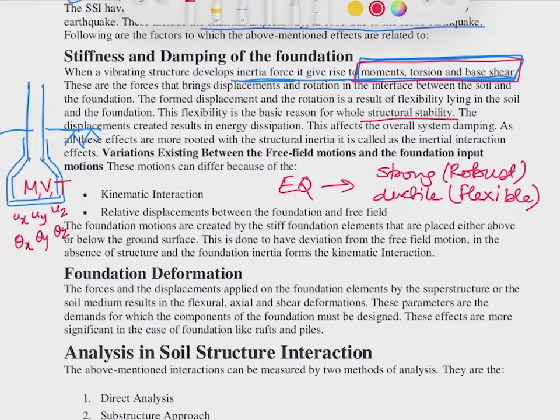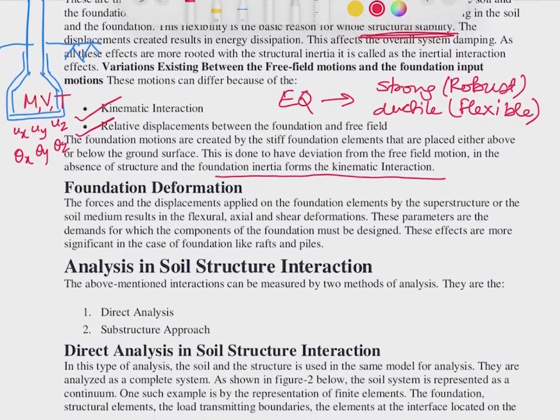So this flexibility is the cause of these displacements, and they are the basic reason for the whole structural stability in an earthquake. So these displacements have to be considered in the design in SSI. That's why SSI becomes a little complex. Okay, it makes the design complex. So variations exist between the free field motion and the foundation input motions. These motions can differ because of kinematic interaction, relative displacement between foundation and free field. So all of these things lead to deviation from the free field motion in the absence of a structure, and the foundation inertia forms the kinematic interaction, and the stiffness and damping of the foundation have to be understood in case of SSI.